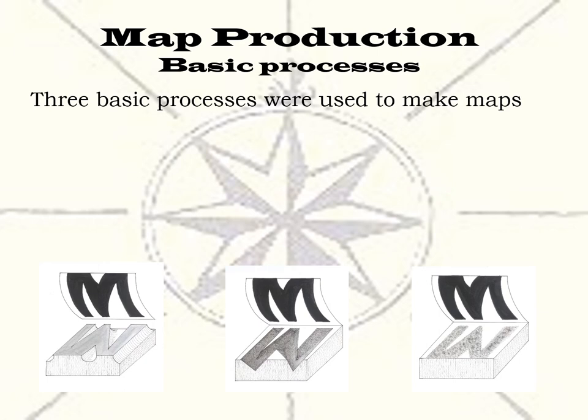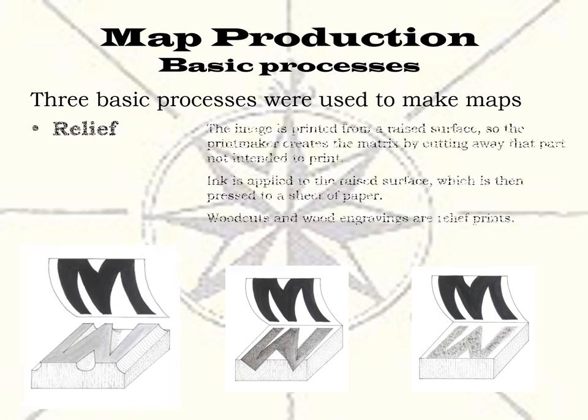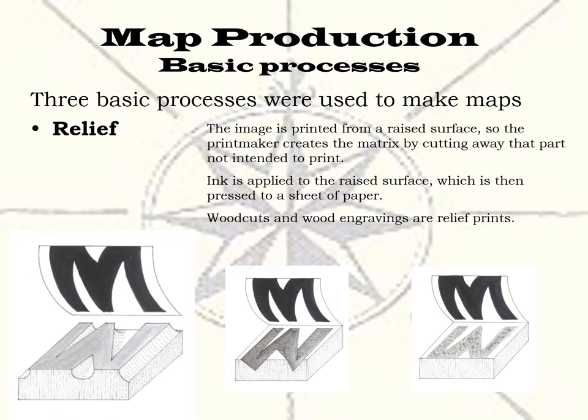So, how were printed maps produced? There were three basic processes used. The first type of map are those made by a relief process. In a relief map, the image is printed from the raised surface on the matrix, so the printmaker creates the matrix by cutting away that part which he does not want to show in the image. The ink is applied to the raised surface of the matrix, which is then pressed onto a sheet of paper. Examples of relief prints are woodcuts and wood engravings.